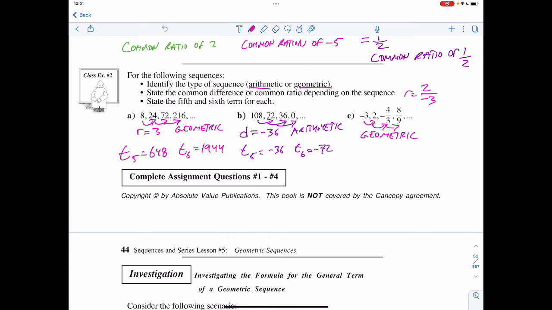I can take this common ratio and the geometric pattern and say that if I multiply it by negative 2 over 3 again, term 5 is going to become negative 16 over 27. And term 6, when I multiply term 5 by negative 2 over 3, is going to become positive 32 over 81.